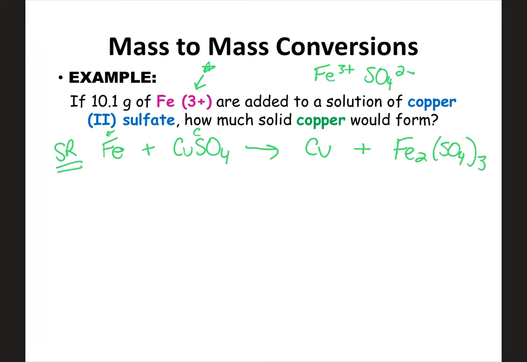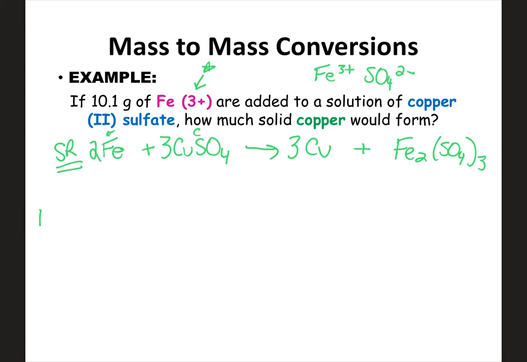All right. So I predicted the products that would form. Now I just need to balance this correctly. Okay. So remember, it needs to be balanced. So when I do this correctly, you should have a 2 in front of the Fe, a 3 in front of the CuSO4, and a 3 in front of the Cu. All right, so now you have your balanced equation. Now you're ready to do the problem.